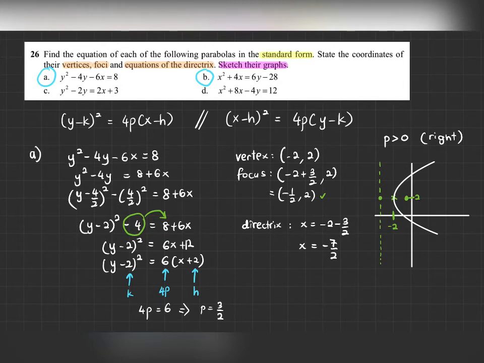Okay, kita kena label everything ya, lupa pula. So this is our directrix is x equals to negative 7/2. This is our vertex adalah negative 2, 2. And this is our focus. Focus kita berada di negative half, 2. Okay, so sini x, sini y.